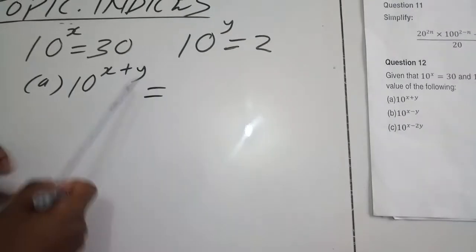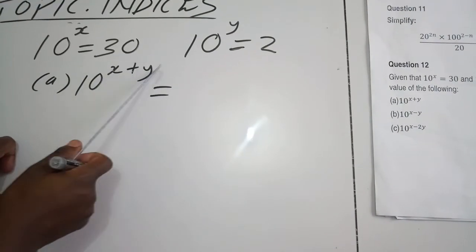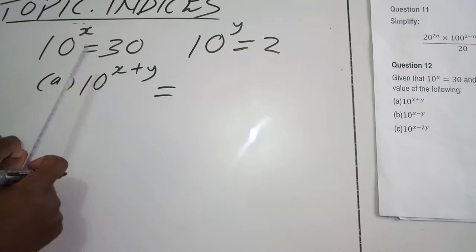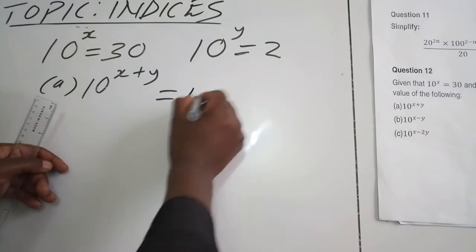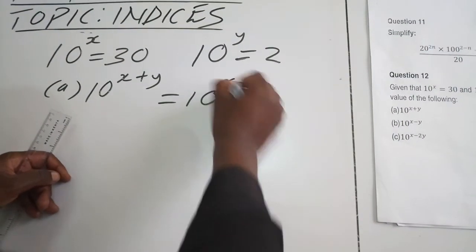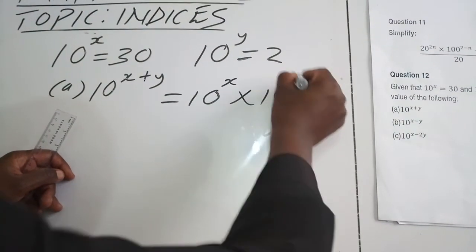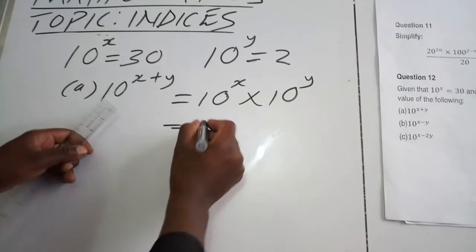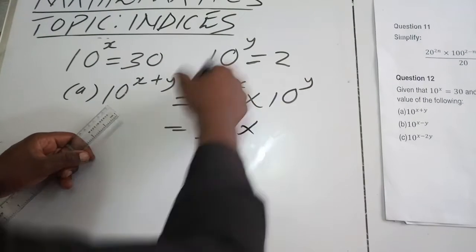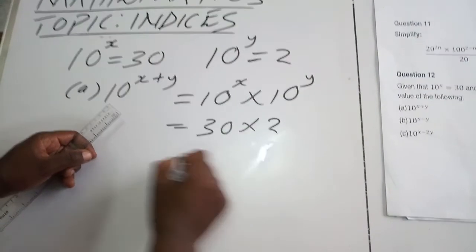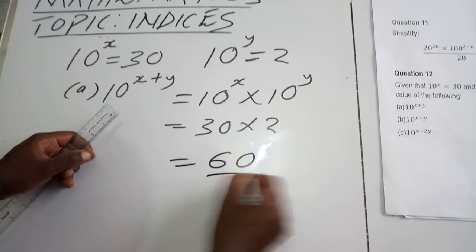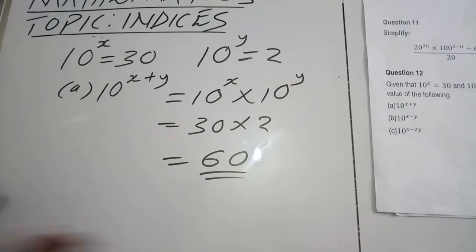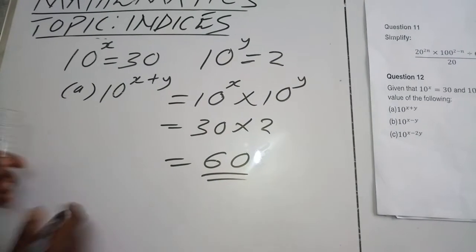We said having a plus in the indices means that initially, numbers to a similar base were being multiplied. So what will I have? 10 power x times 10 power y. But remember, 10 power x is 30, and then 10 power y is 2. So what is the eventual outcome? You get a value of 60. We go to part B.